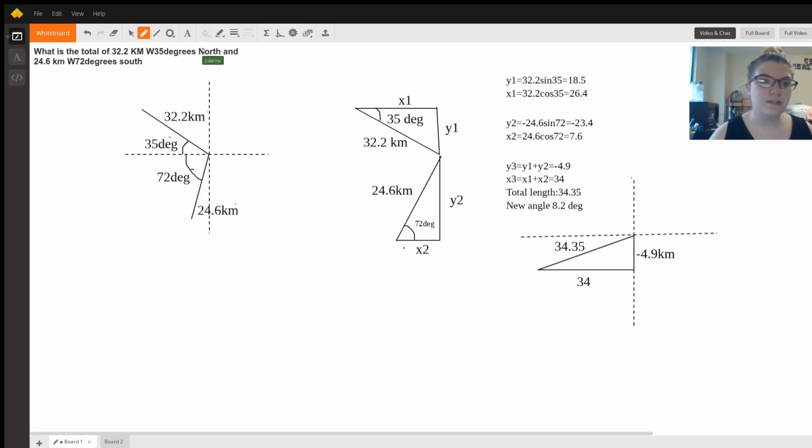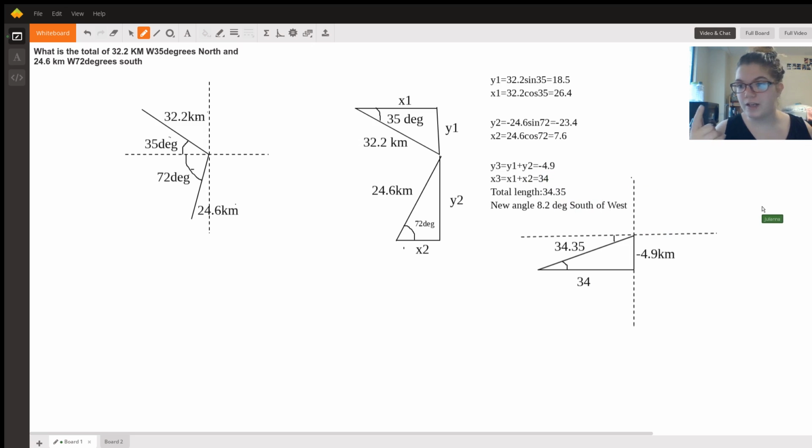And you can find this new angle, which is both this angle and this angle. So it'll be this many degrees south of west. You just use trigonometry again. So you know your opposite, adjacent, and hypotenuse. So you can use arc cosine, arc sine, or arc tangent in either of those three to find your angle.